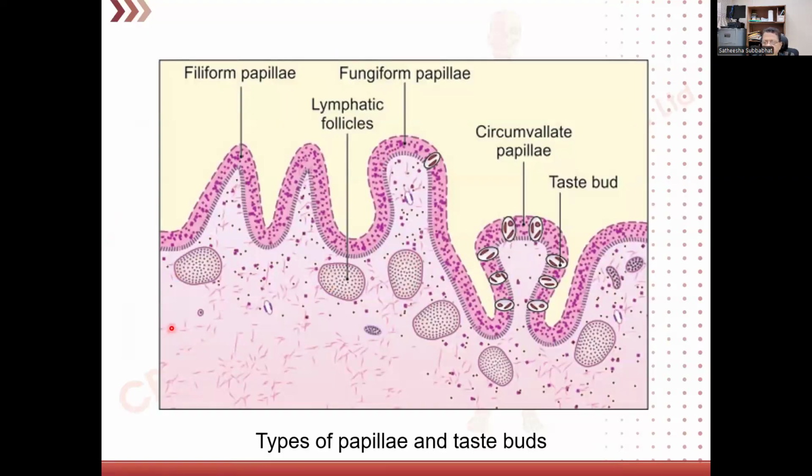Now the structure of these papillae. This is the circumvallate papilla, where you can see the taste buds, and the fungiform papillae, where you can also see the taste buds. Then the filiform papillae are conical in shape with a keratin covering.